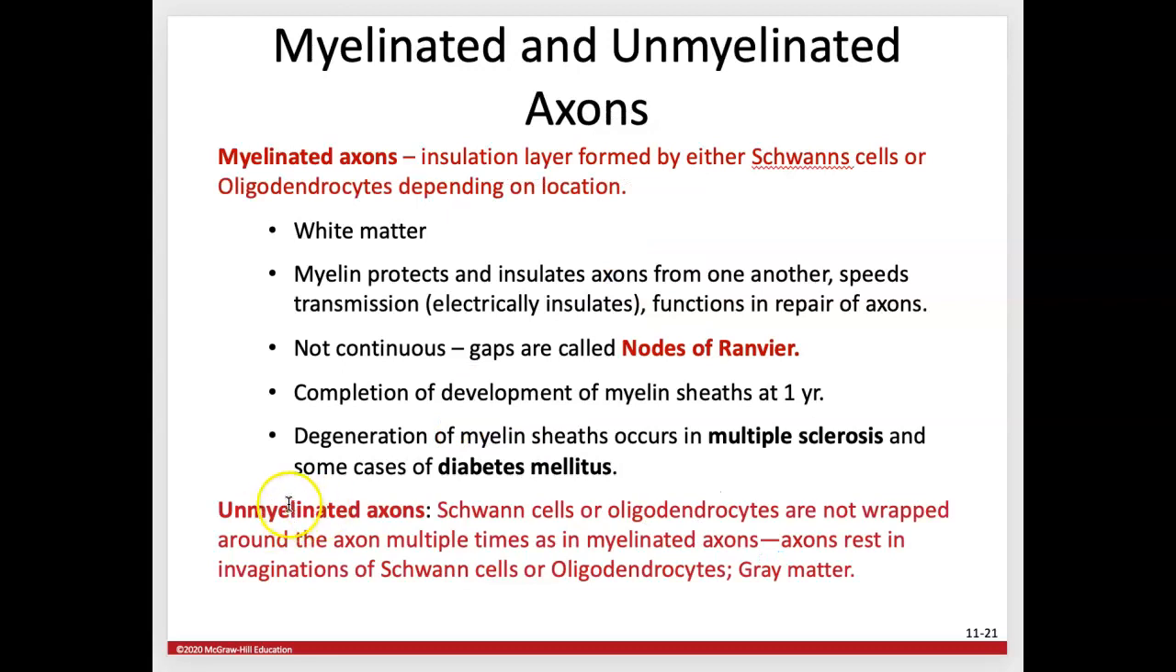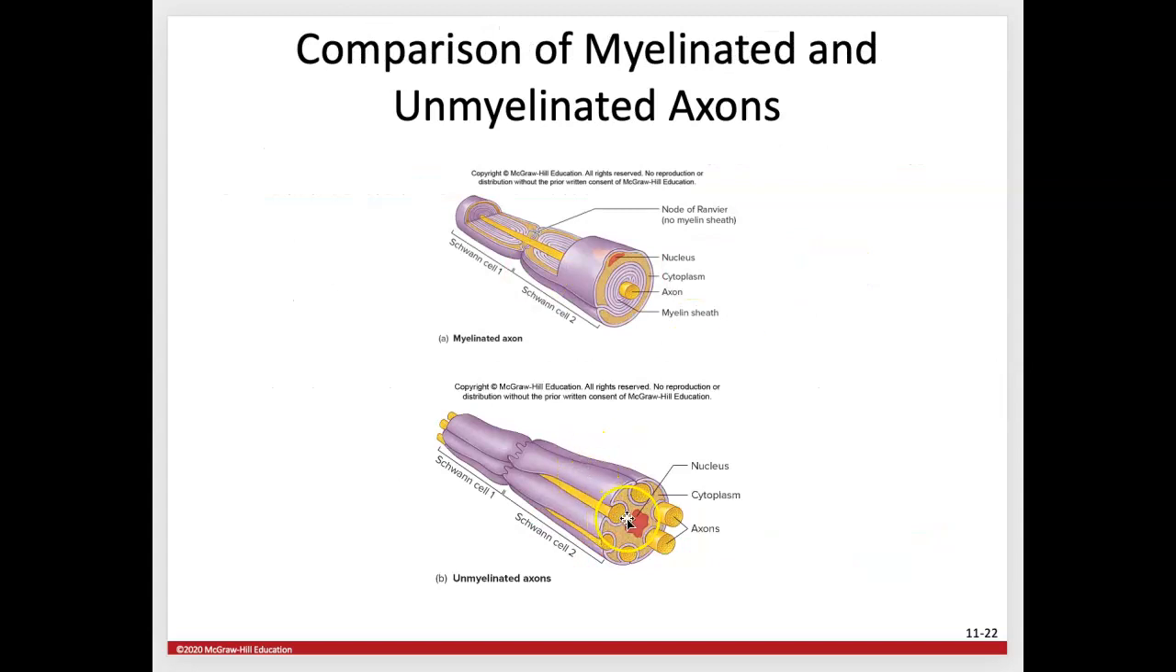Back to the slide, unmyelinated axons. Basically, the Schwann cells and oligodendrocytes are still there, but they're not wrapped around in the same fashion. The axons are nestled into what are referred to as invaginations of the Schwann cells or the oligodendrocytes. So basically, the yellow would be the axons, and they're pushed into the cells.